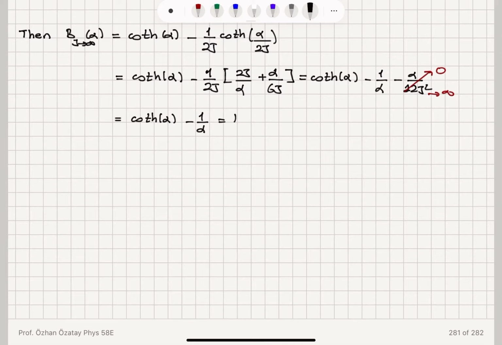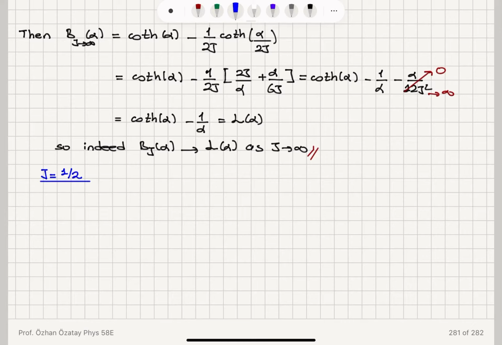So this proves that in the classical limit, indeed, I find the quantum mechanical result, the Brillouin function, with the total angular momentum index j as a function of alpha, approaches the Langevin function, the classical result, L of alpha, as j goes to infinity. So this is basically the end result. Now the second part of the question was asking what happens when j is equal to 1 over 2.